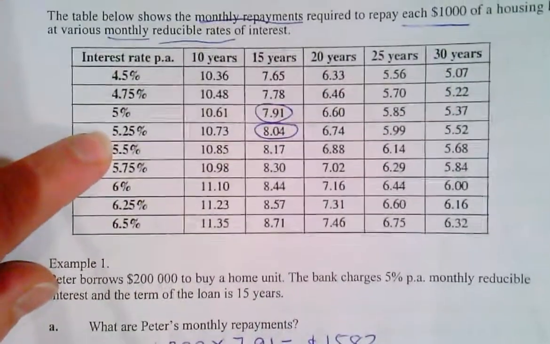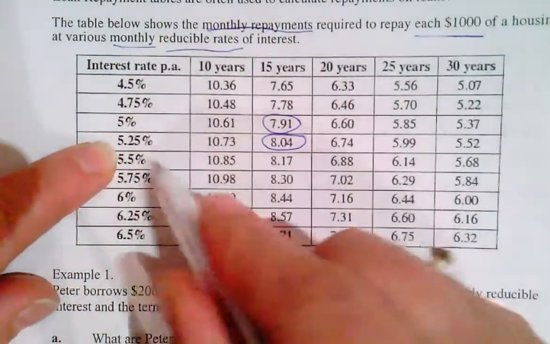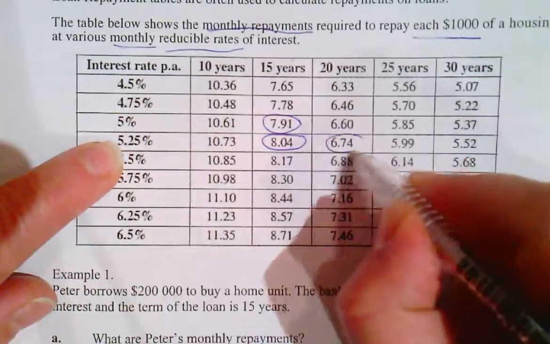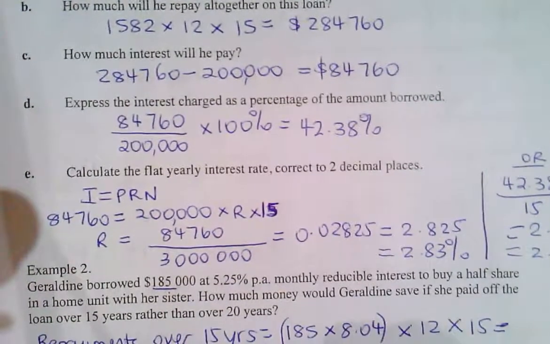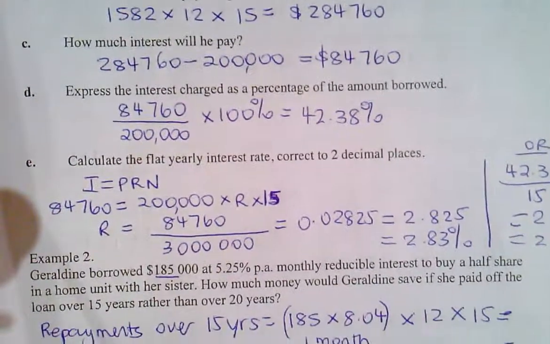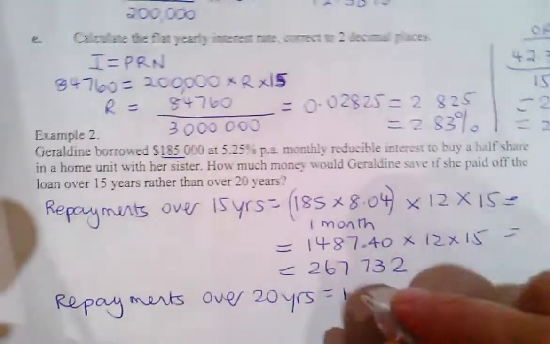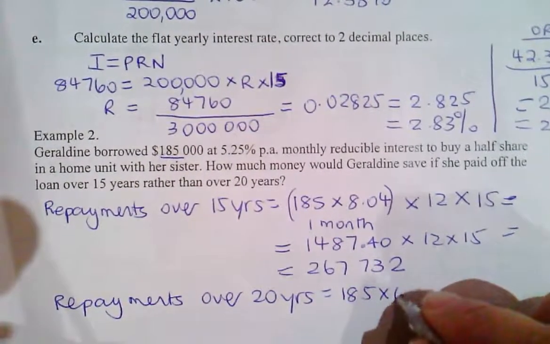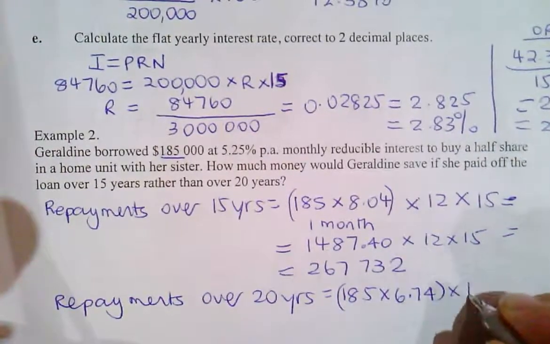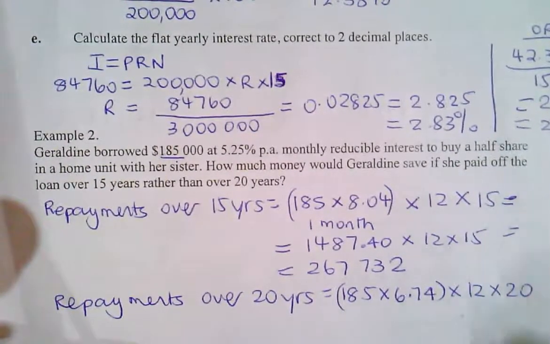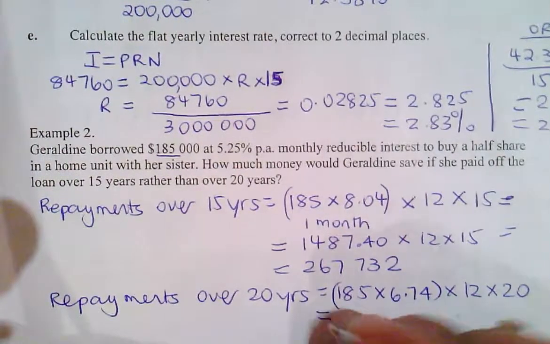The repayments over 20 years, so at the same interest rate, 5.25%. See, the longer you take to pay something, the more interest you'll pay back. So 5.25% over 20 years, that's $6.74 a month for every $1,000 that you borrow. But there's 185,000, so it's 185 times 6.74. That's for 1 month, times 12 months in a year, times 20, because there are 20 years.